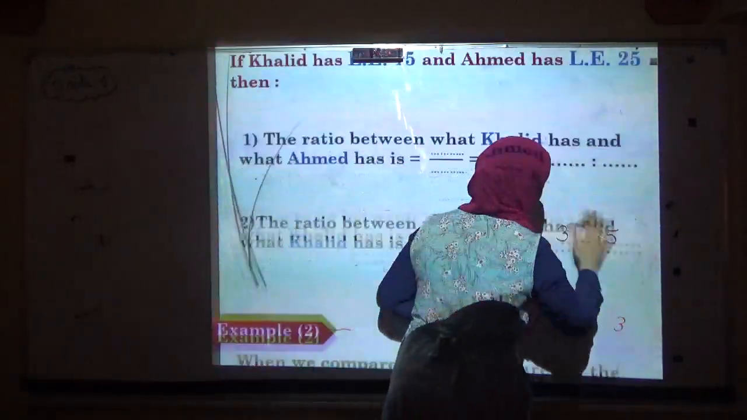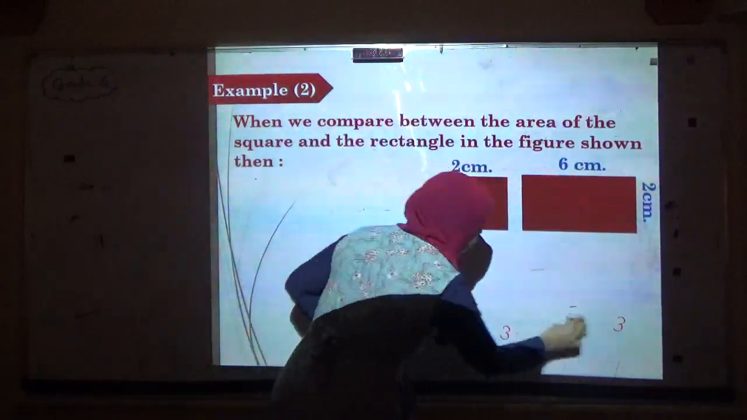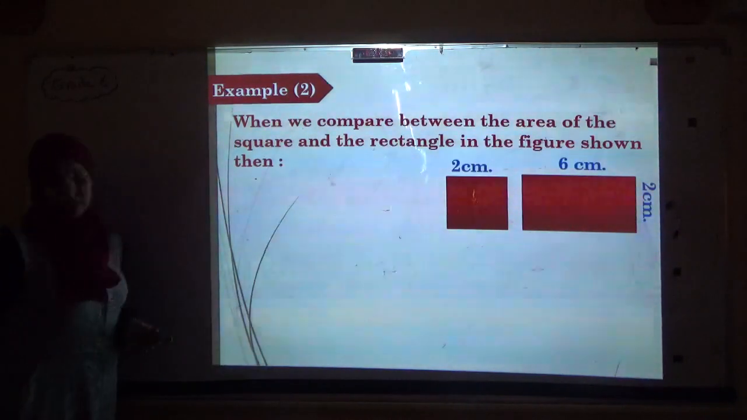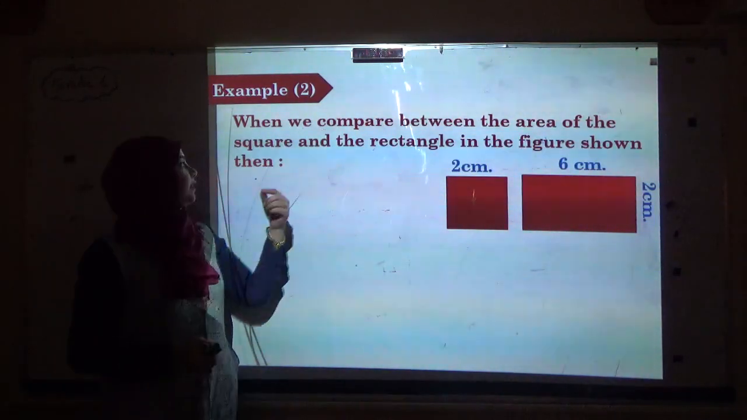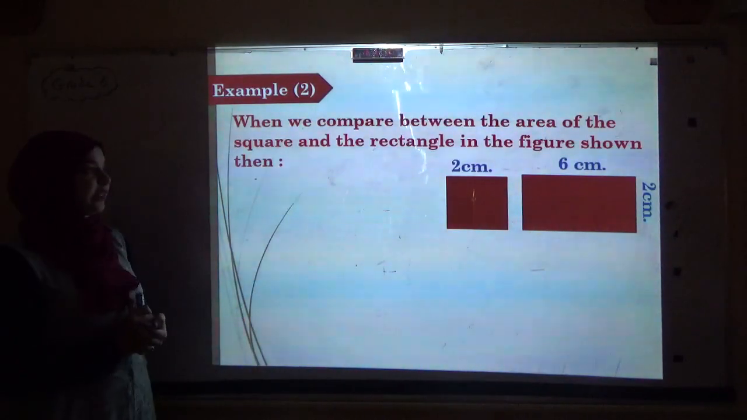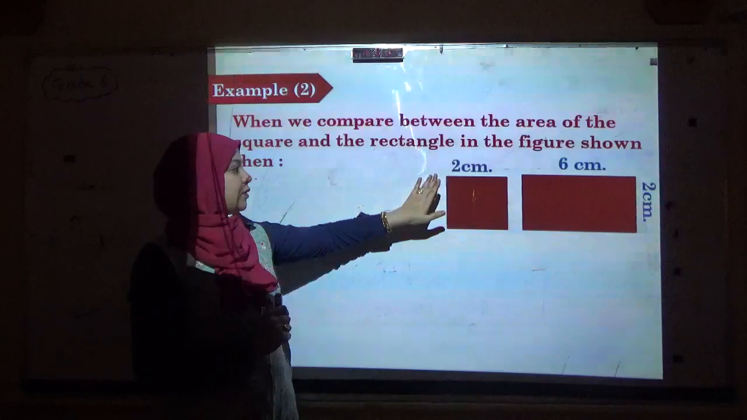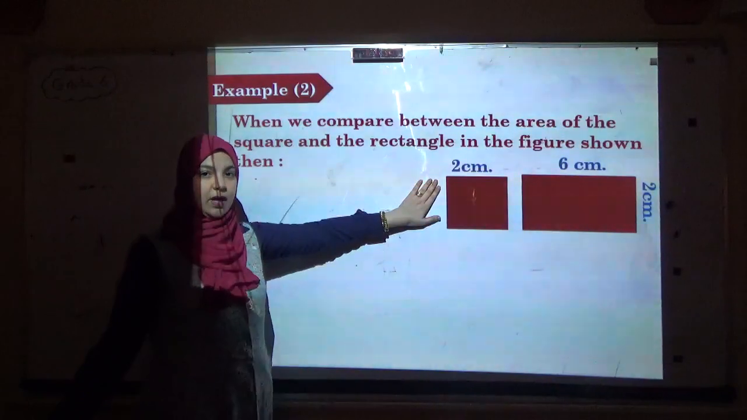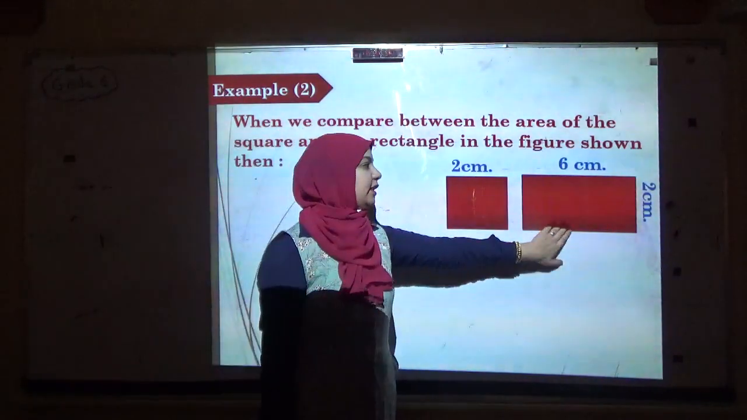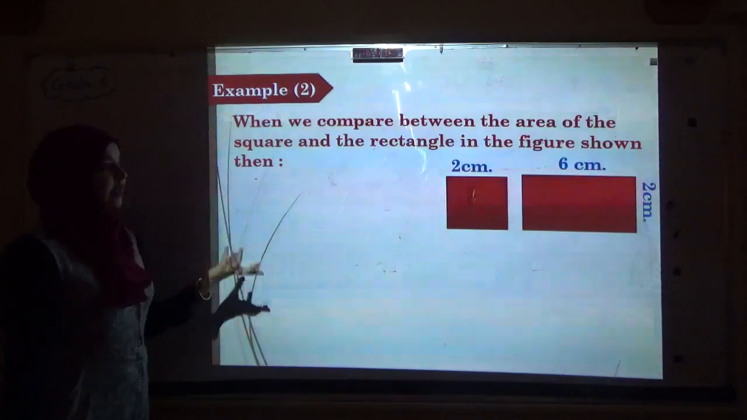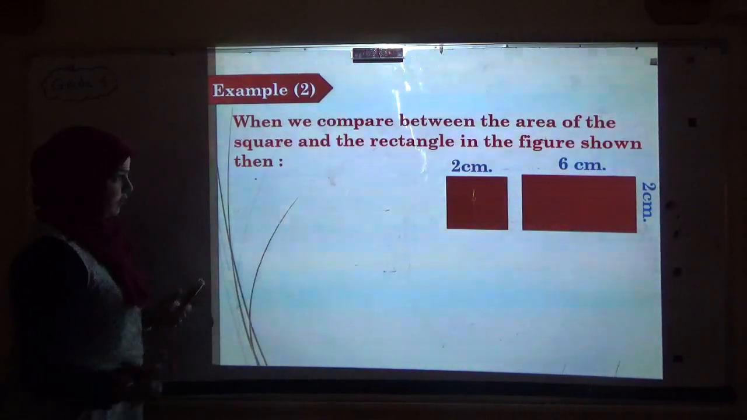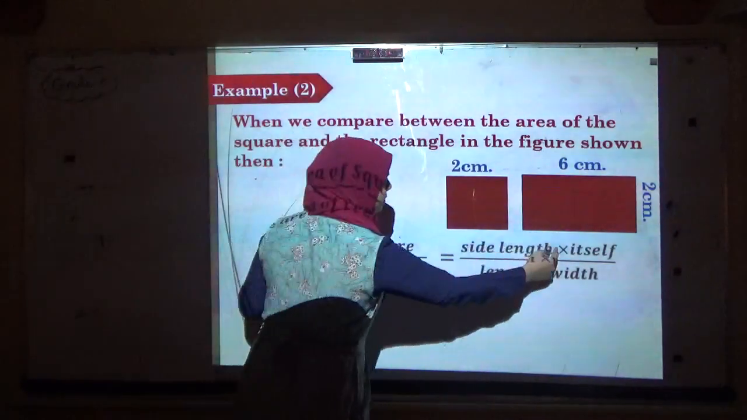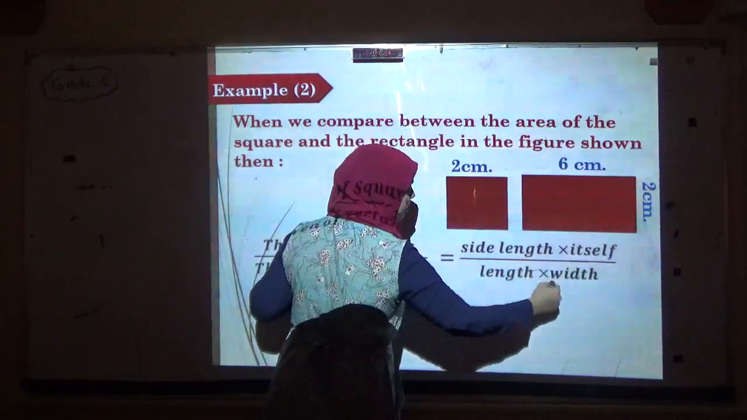Another example. Example number 2. When we compare the area of the square and the area of the rectangle in the figure shown, remember that the area of a square equals side length multiplied by itself, and the area of a rectangle equals length multiplied by width. So the area of the square over the area of the rectangle is side length multiplied by itself over length multiplied by width.